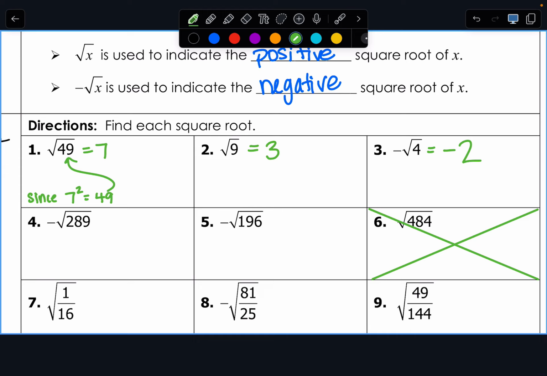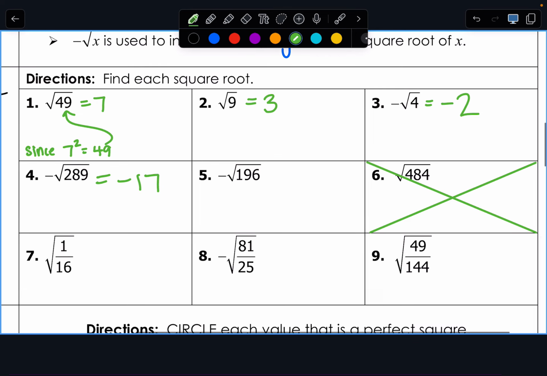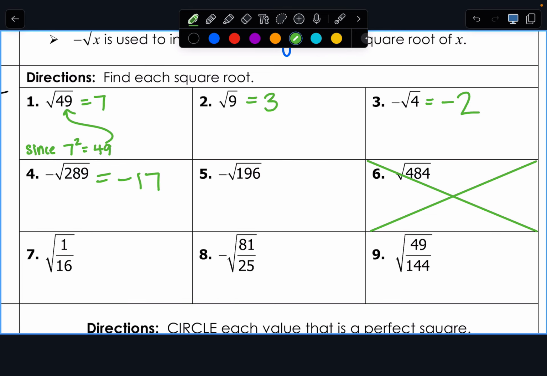All right. Carly, what'd you write down for number 4? Do you agree with negative 17? Yes. Okay, negative because of the negative sign. And then 17 squared is 289. Okay. Isaac, what about number 5? Negative 14. Okay.